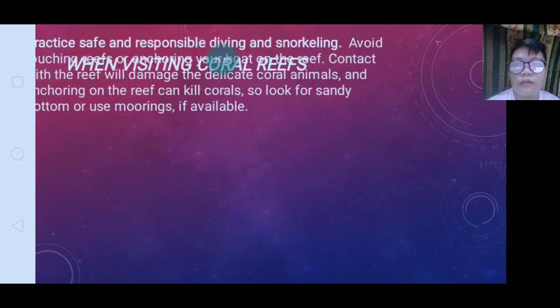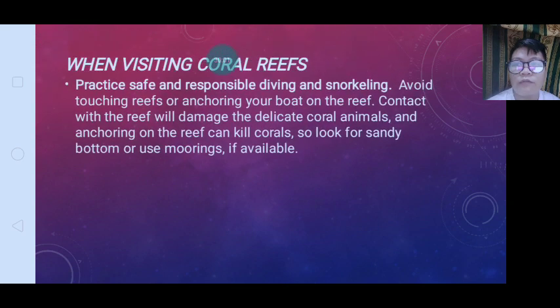When visiting coral reef, we must practice safe and responsible diving and snorkeling. Avoid touching the reef or anchoring your boat on the reef. Contact with the reef will damage the delicate coral animals, and anchoring on the reef can kill corals, so look for a sandy bottom or use moorings if available.